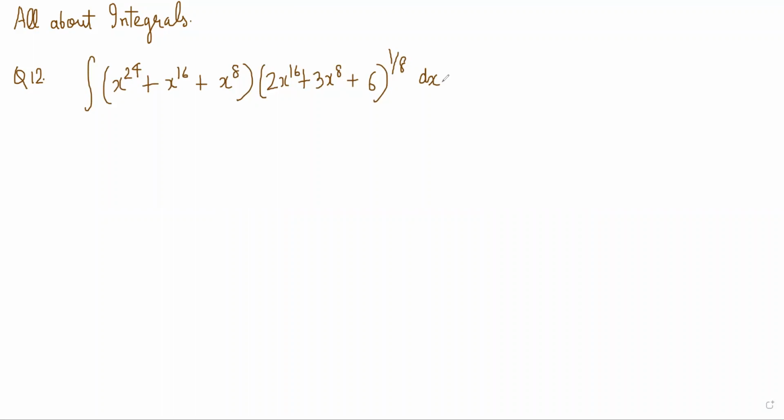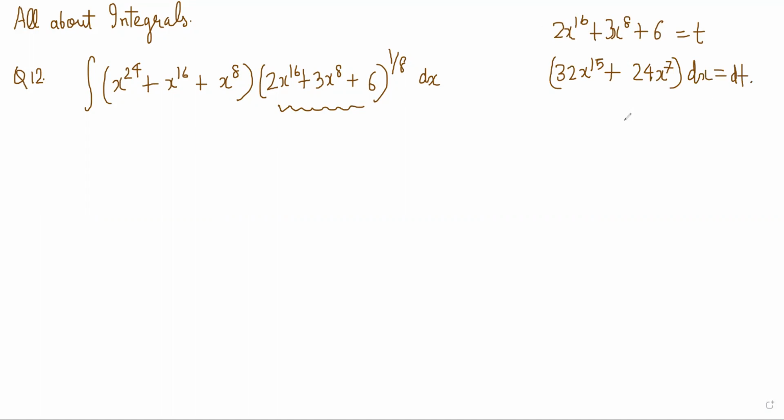So this question calls for doing a correct substitution. For example, if I try the substitution right now, 2x power 16 plus 3x power 8 plus 6 is equal to t, then I get 32x power 15 plus 24x power 7 dx as dt. But that is not the correct substitution here, because clearly it doesn't match any of the other factors, right?